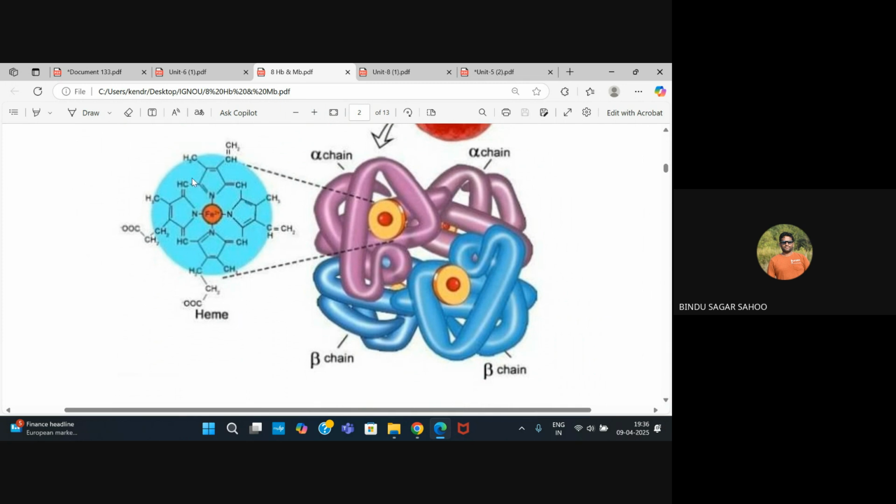This is the heme structure, and this heme structure is represented by the circle, and the middle red ball will be the Fe2+. These thicker lines, the blue color, represent the beta chain, and this violet color type of thick line will represent the alpha chain.